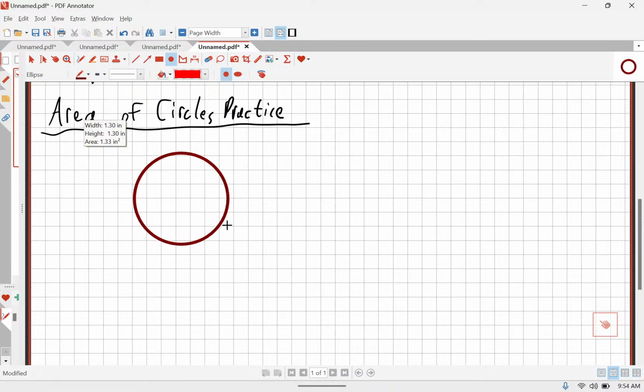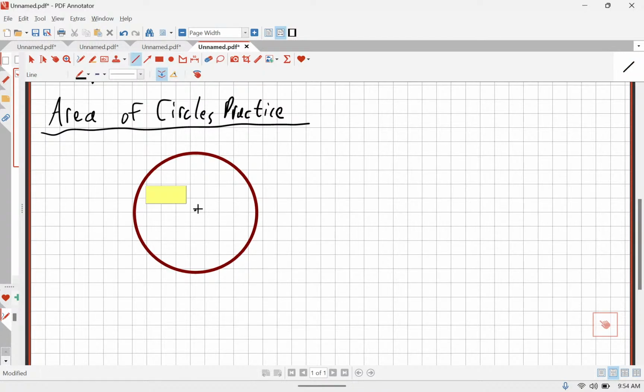So if I give you a circle, guys, and its radius, you should be able to tell me its area. So what if I told you that this circle had a radius of 1.4 feet? What is its exact and approximate area? Give it a try and let's see how it goes.